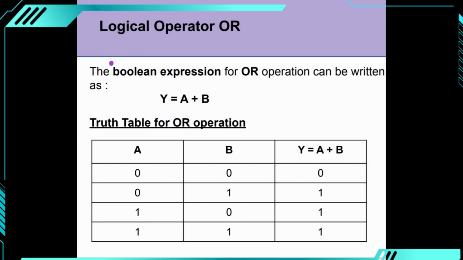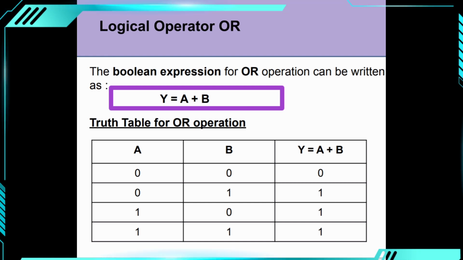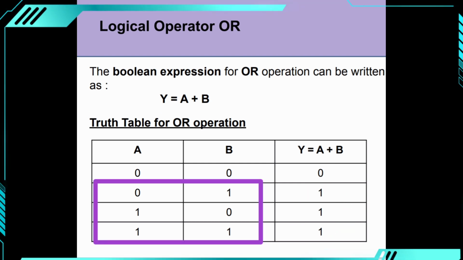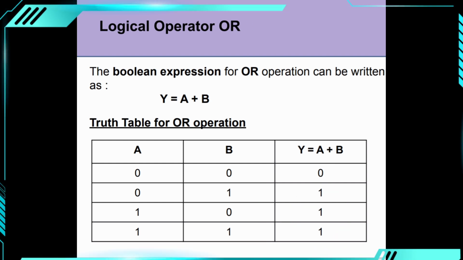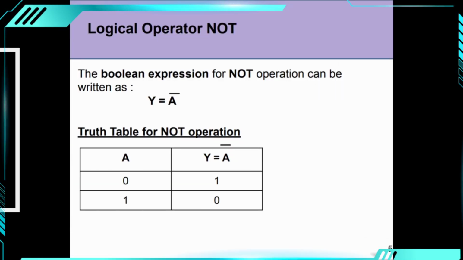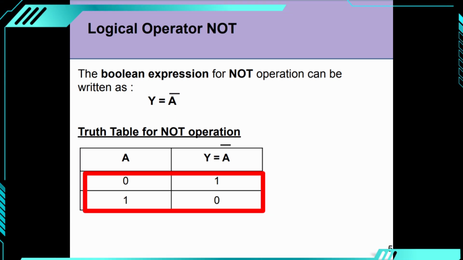Logical operator OR. The Boolean expression for OR operation can be written as Y equal A plus B. Truth table for OR operation. The output for OR operation is 1 when either one input A or B is 1, or both inputs A and B are 1, so the output is 1. When both inputs are 0, the output is 0. For logical operator NOT, we have only one input, so the number of entries is 2. If the input is 0, the output is 1. And when the input is 1, the output is 0.